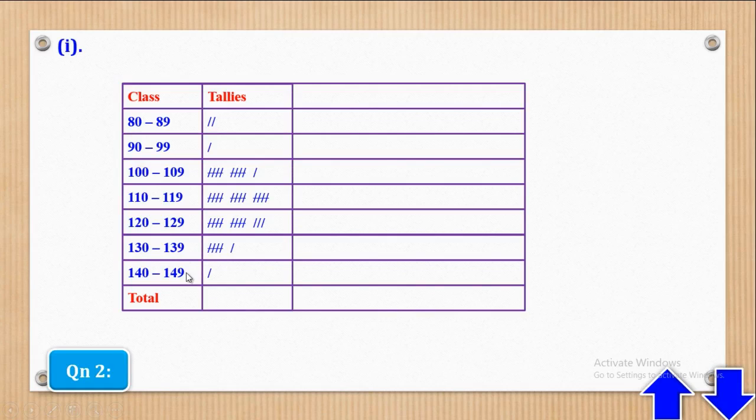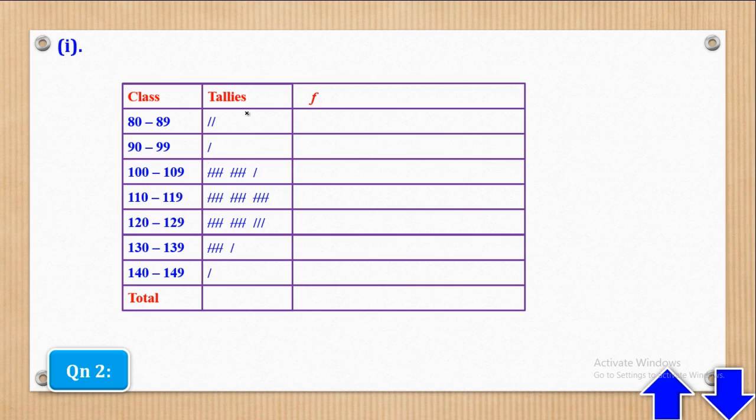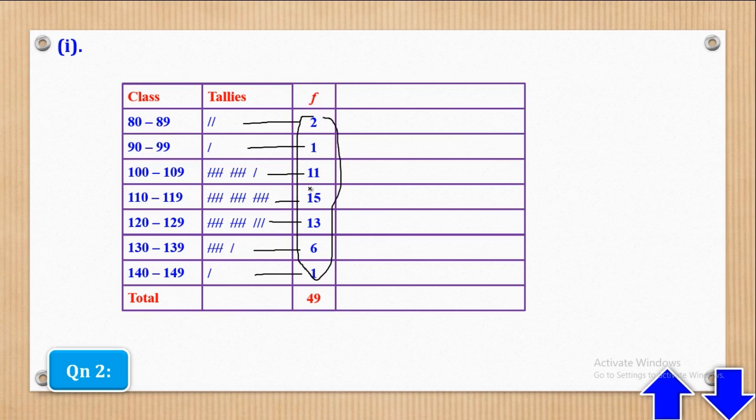So now that we have finished our column of tallies, we can generate a column of frequency, and that is got from the column of tallies. So these are 2 tallies, so we shall write here 2. 1 tally we shall write 1. 11 tallies we shall write 11. 15 tallies we shall write 15. 13 tallies we shall write 13. 6 tallies we shall write 6. 1 tally we shall write 1. Now we have to get the total of all these values and put it here, so this will become our total frequency.